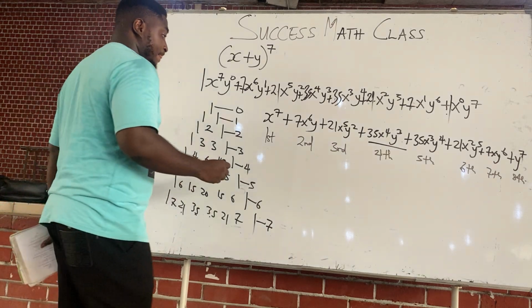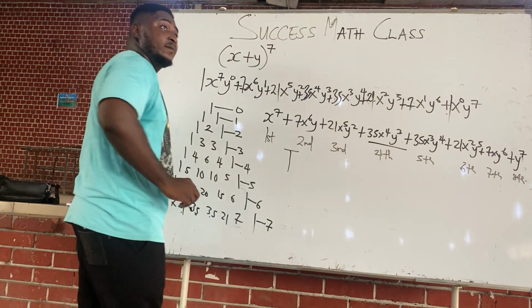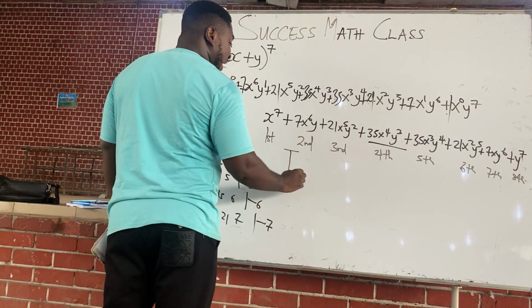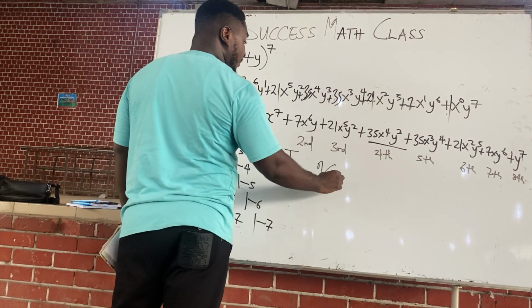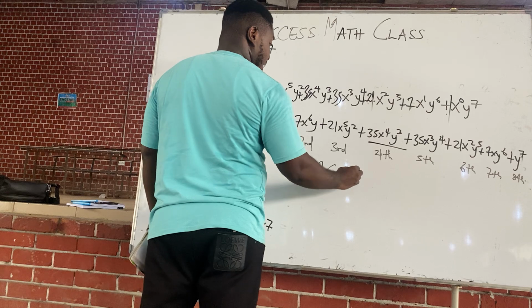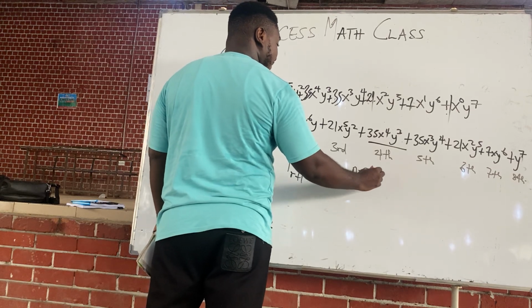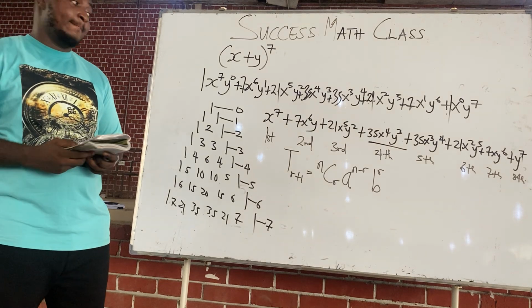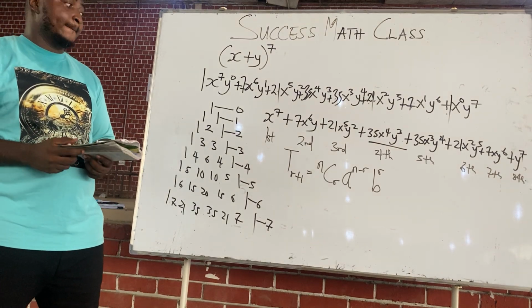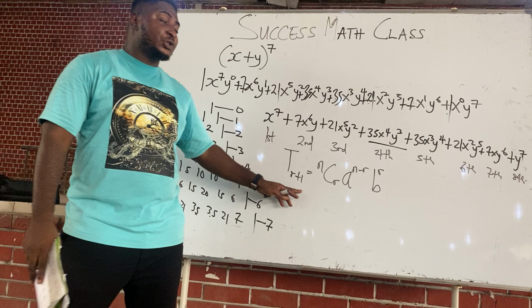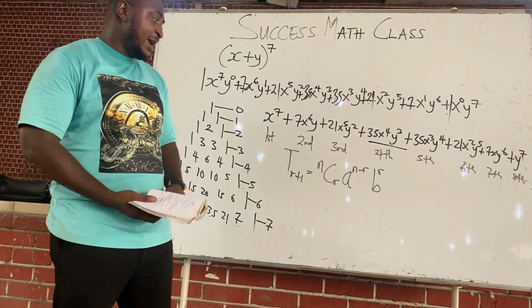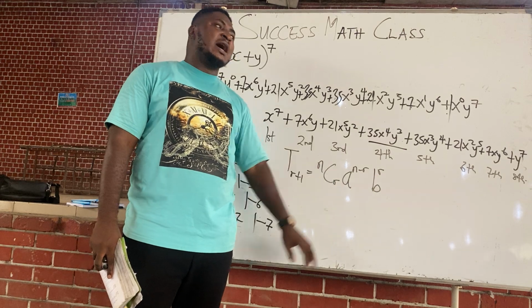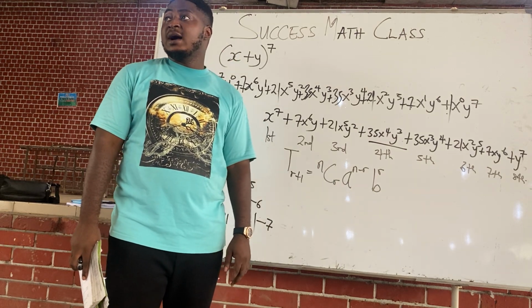Class, the formula. The formula is T(R+1) = N combination R, A raised to power N minus R, B raised to power R.